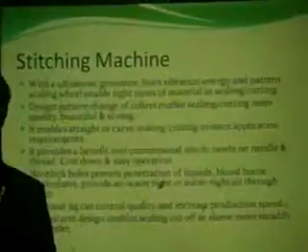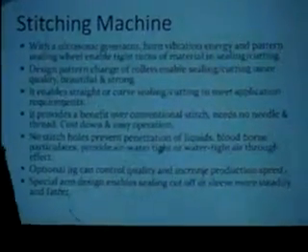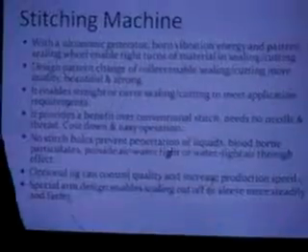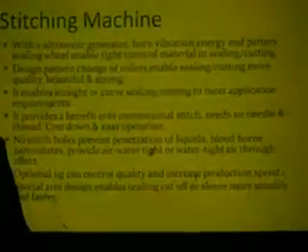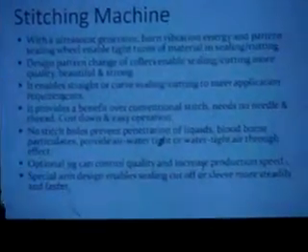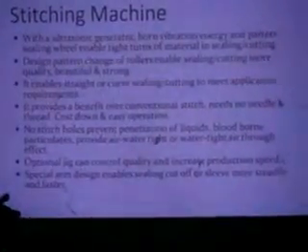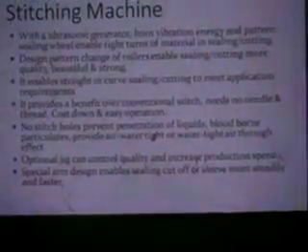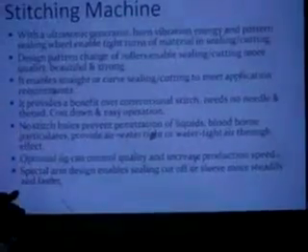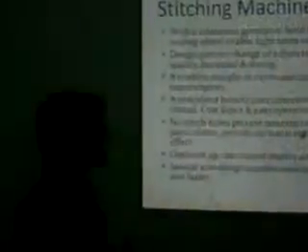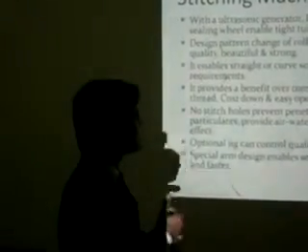Now the stitching machine used for surgical apparel sewing is the ultrasonic lace sewing machine. Its features are: the ultrasonic generator, horn vibration energy and pattern sealing wheels enable tight runs of material in sealing or cutting. Design pattern change of rollers enables sealing and cutting that is higher quality, beautiful and strong. It enables straight or curved sealing and cutting to meet application requirements.